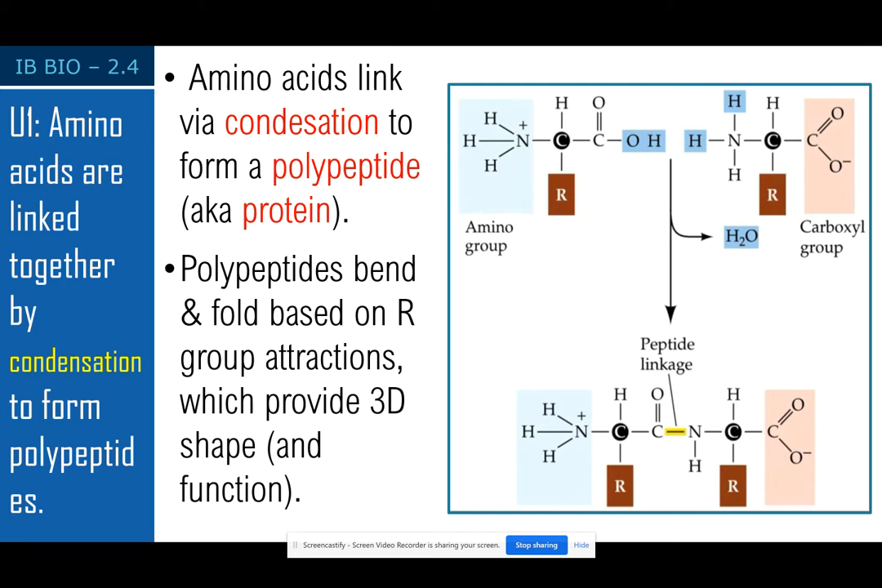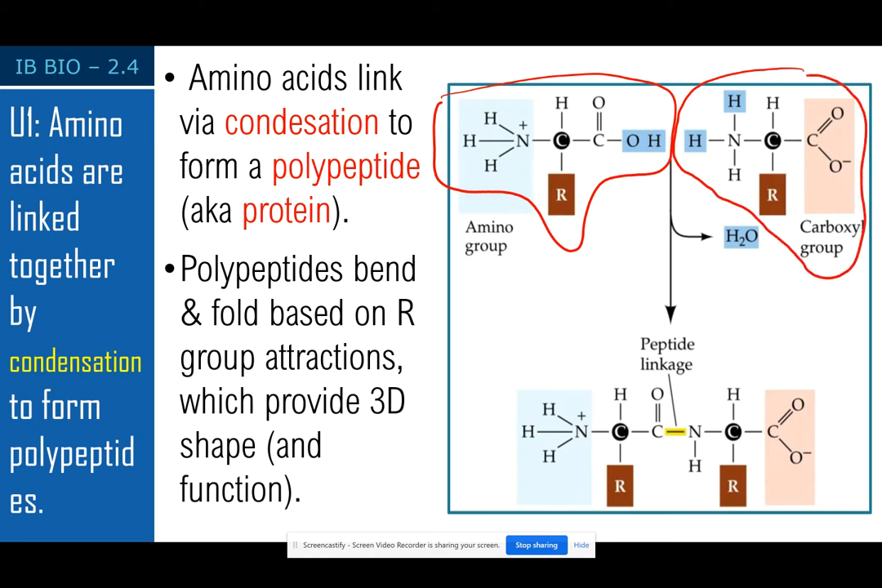Okay. So we have an amino acid right here. This is an amino acid, including the R group. And this is an amino acid right here, right? So here's the carboxyl group on this one. Here's the amine group on this one. Here's the carboxyl on this one. So this right here, these together, because it's a condensation reaction, right? So this hydrogen and this oxygen, they drop out.